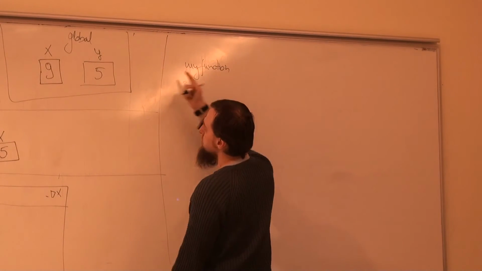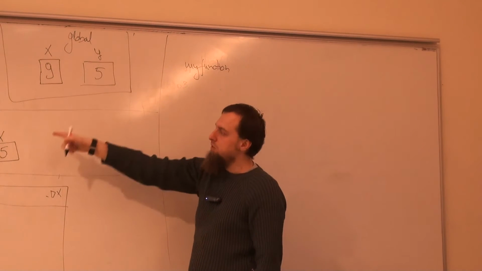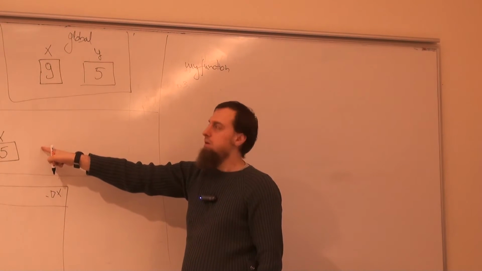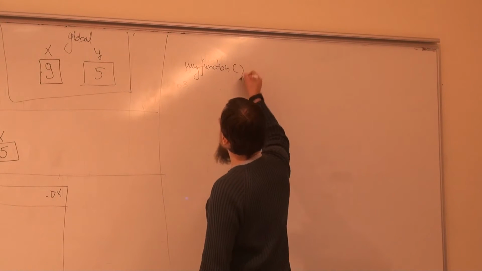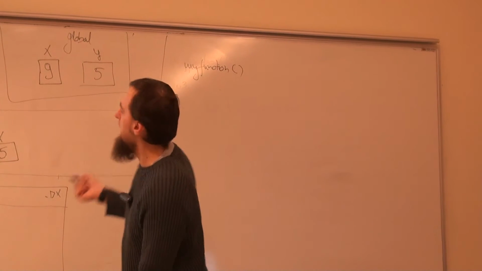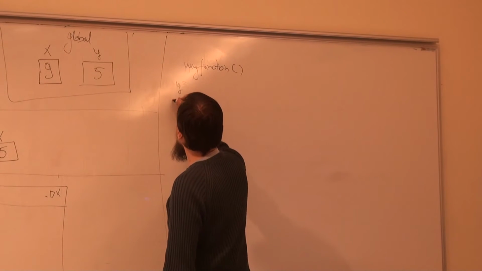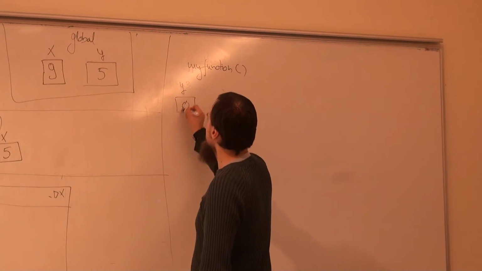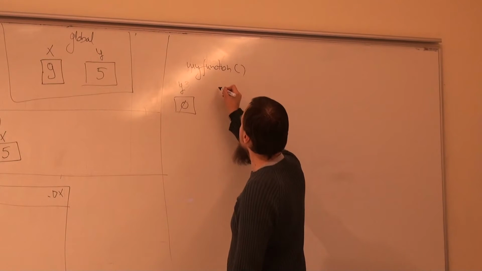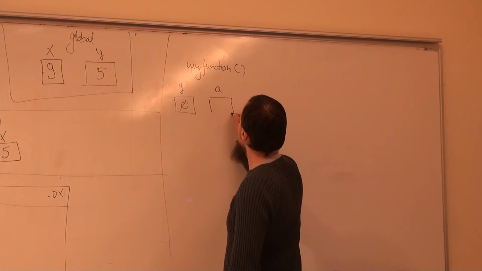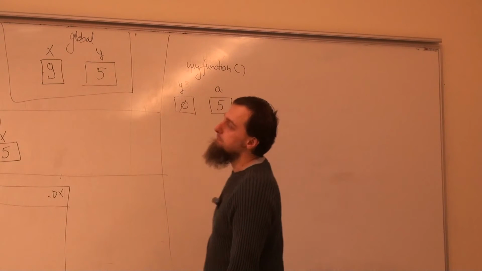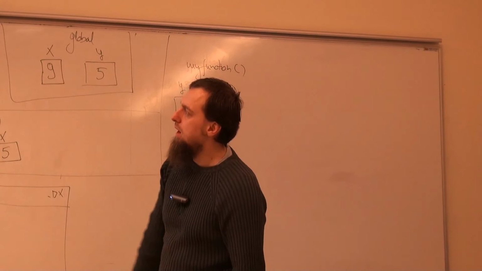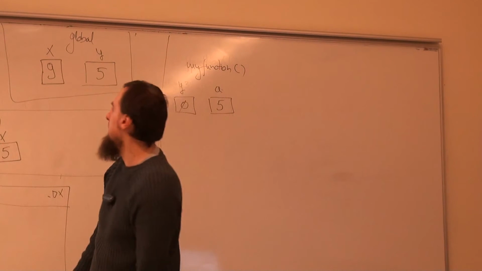Of course, my function can see the global data, but not the data inside the main. So I'm calling my function with no parameters, and I define here y. The value of y is 0 initially. Then I have a. The value of a is 5. And I'm printing x, y, and a.